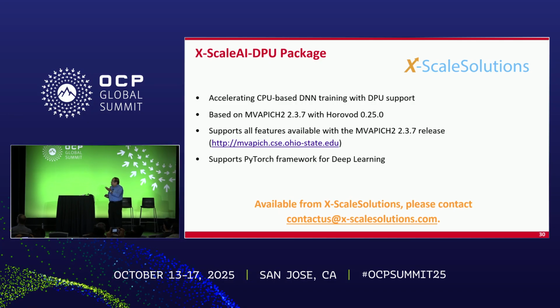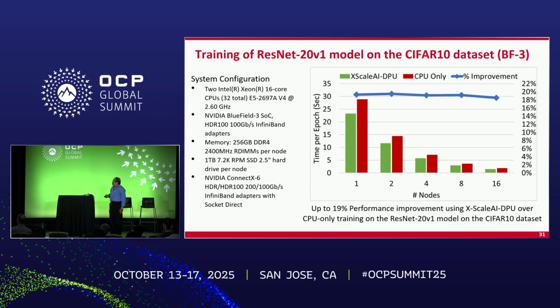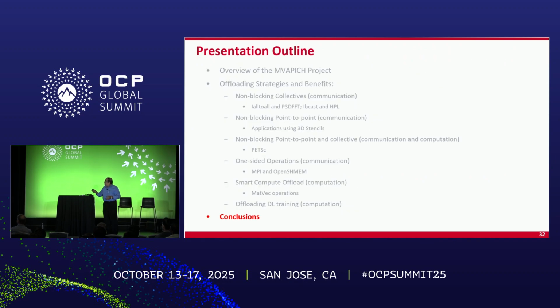We have an Xscale AI DPU package. It can actually have the DPU take advantage of the offload. And here if you take a look at a ResNet 20 V1 model with CIFAR-10 data sets, we are able to give 20% benefits. So, the same training is running, but now the DPU is helping the CPUs to perform the operation. Those are the kind of published results we have. More things are going on.